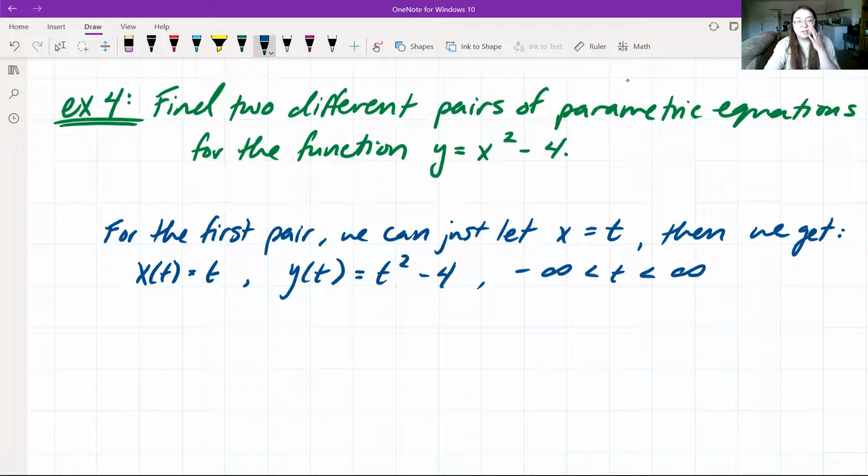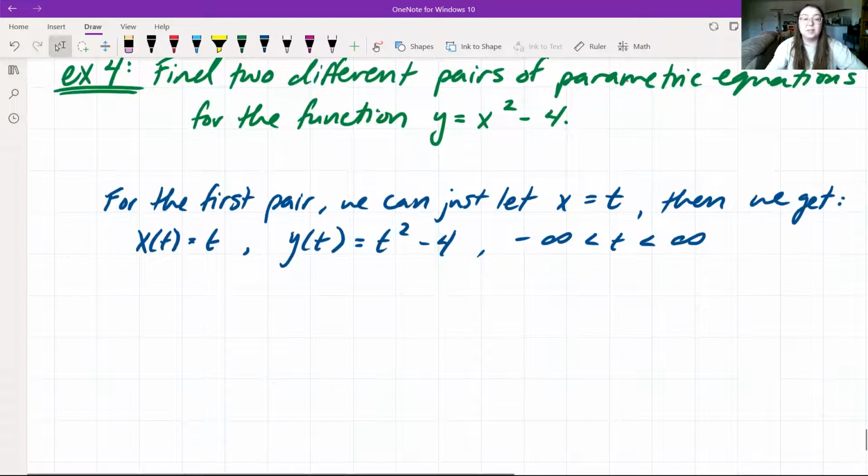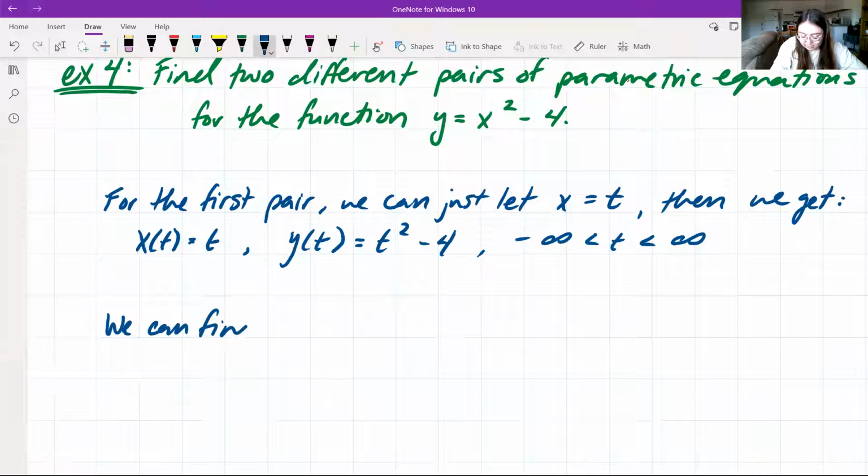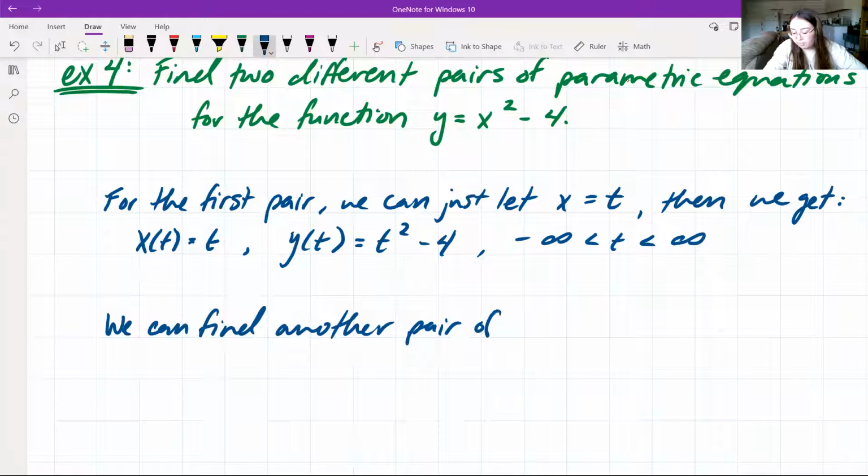We can define it from negative infinity to infinity solely because there is no place that t can't exist, so we say that t exists everywhere. So that was our first pair. The direct correlation is always the easiest pair you can make. Now, the next pair we can find, another pair of equations.